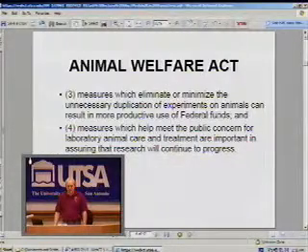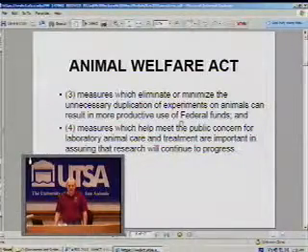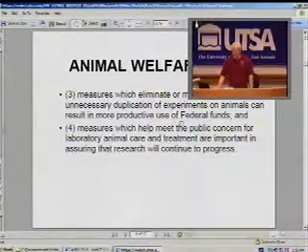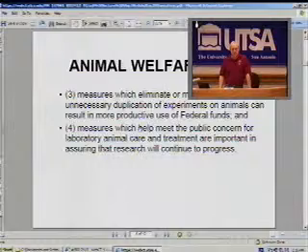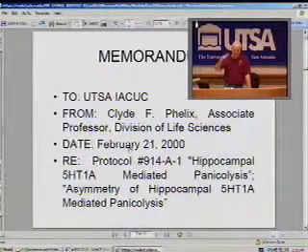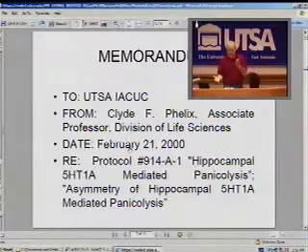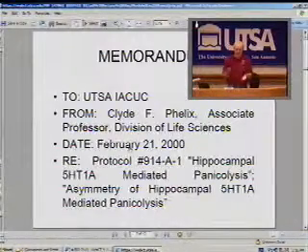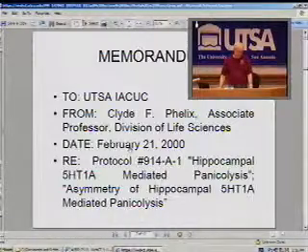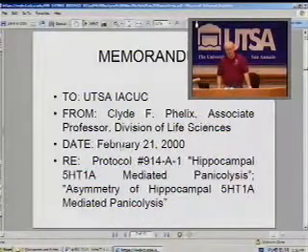The duplication of experiments on animals can result in more productive use of federal funds. So here again, you have to justify it not only ethically but economically as far as utilization of the financial resources to replicate such an experiment. The measures which help meet the public concern for laboratory animal care and treatment are important in assuring that research will continue to progress. So we see this as the back and forth in the Animal Welfare Act of weighing benefit versus loss, risk of loss, and the loss and benefits are seen from many different perspectives.